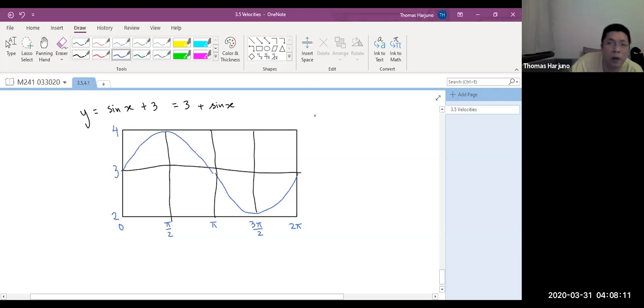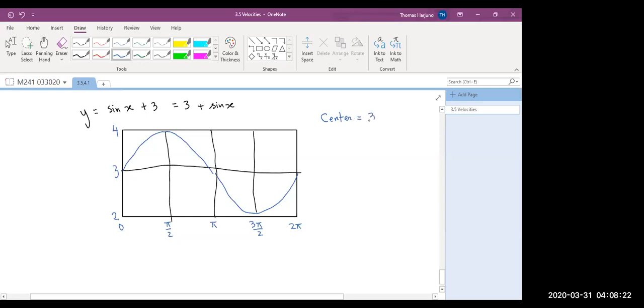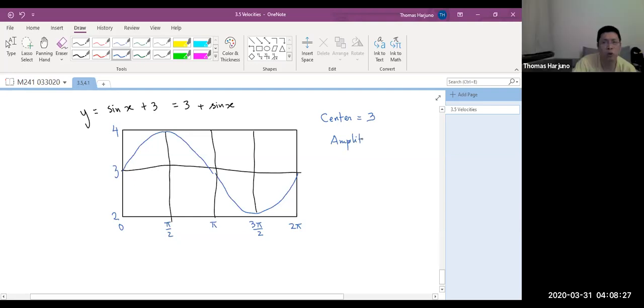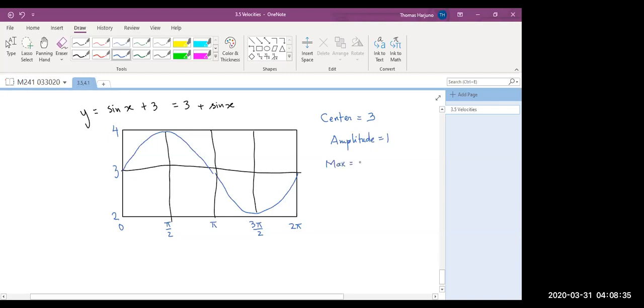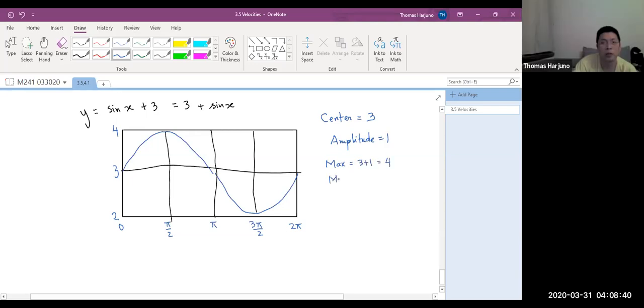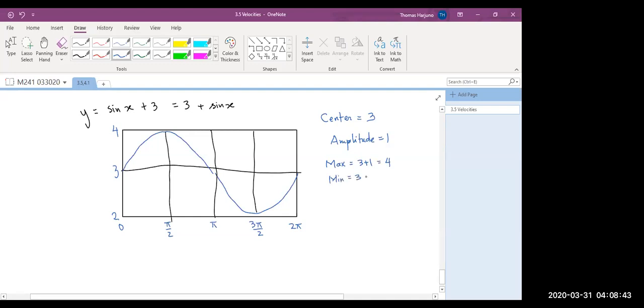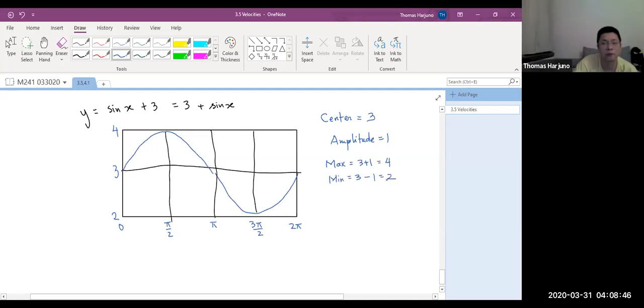So if I do the same summary like earlier, what is the center for this graph? 3. The center is 3. How about the amplitude? 1, right? 1, that's right. Because the center is 3 and the amplitude is 1, what will the maximum be? 4, that's 3 plus 1, right? And the minimum will be 2, that's the center minus the amplitude. The period is still 2 pi.